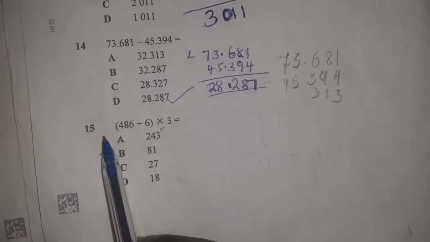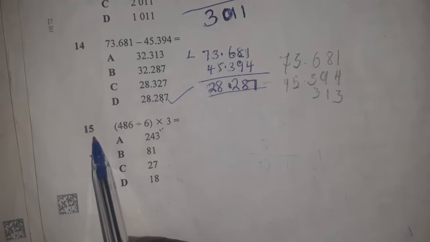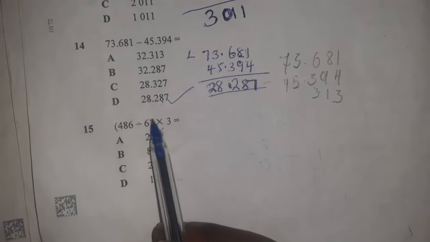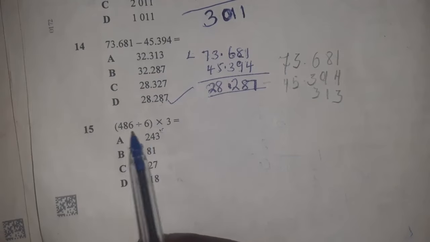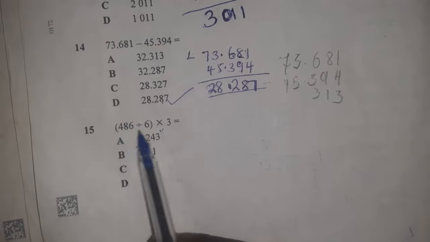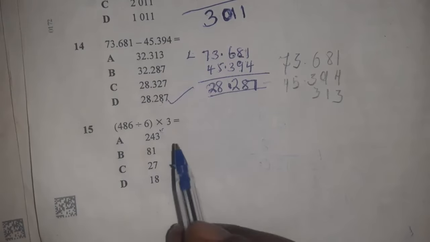Then we go to question 15. We need to work out what is in the brackets first before we multiply. Those are the rules of mathematics. So we need to divide this first of all.